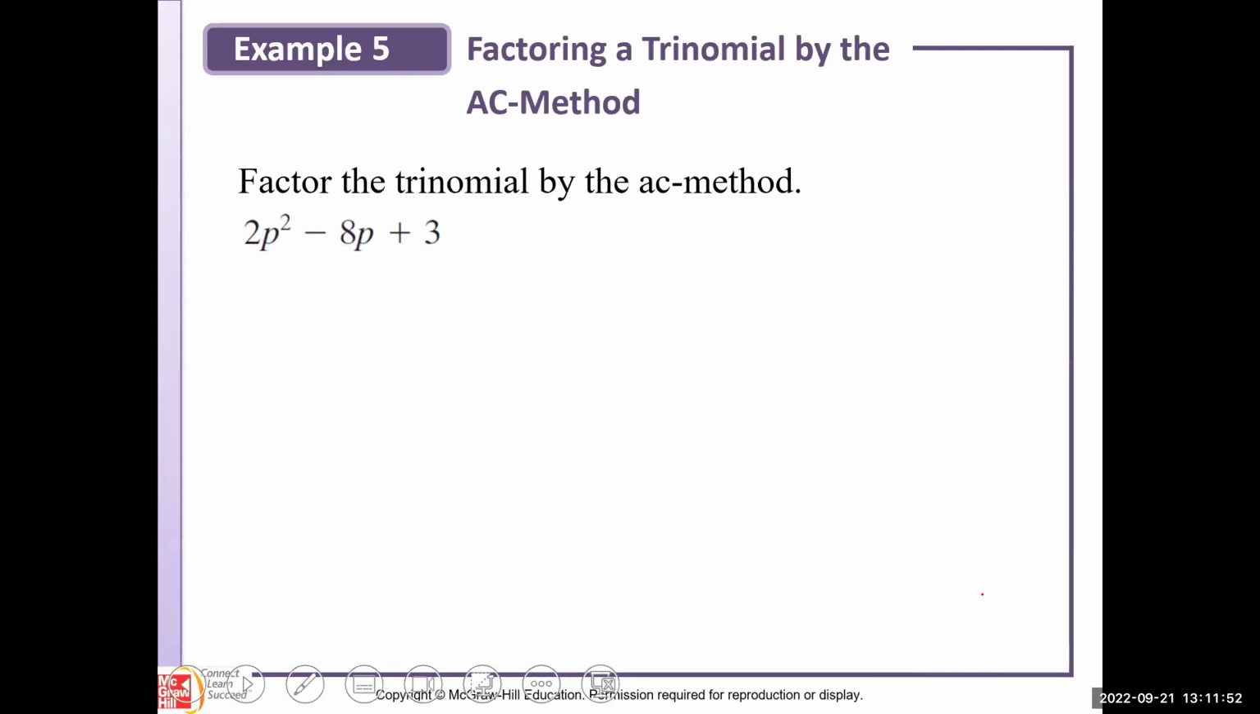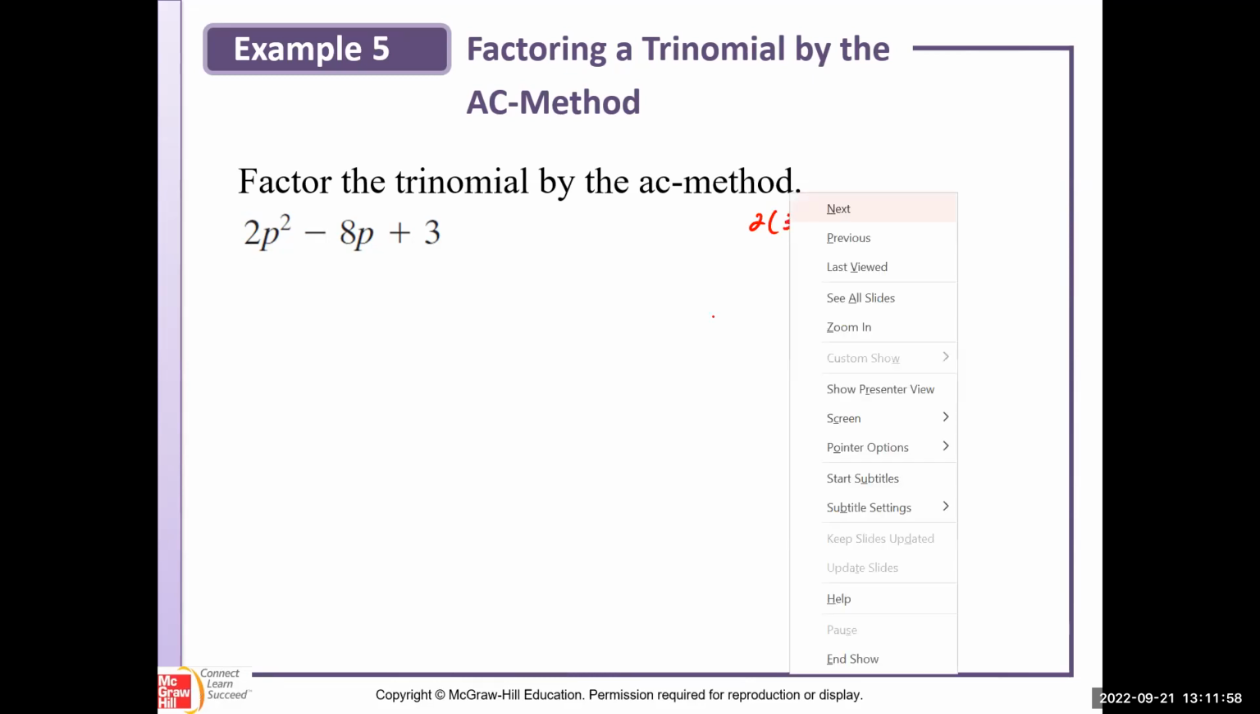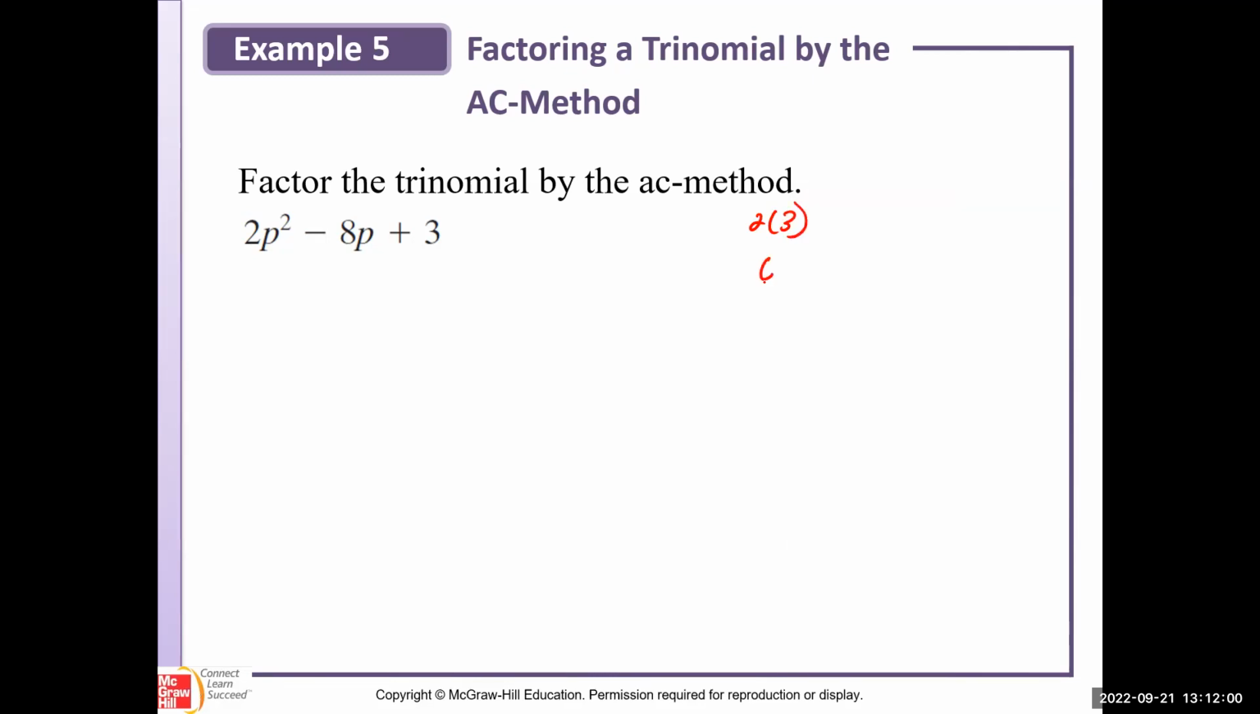All right, AC method. 2p squared minus 8p plus 3, so it's going to be 2 times 3, which is 6, and we're looking for factors of 6 that add up to negative 8. Well, factors of 6 are 1 and 6, and 2 and 3. None of those are going to get me to negative 8, and so this one's prime. Again, like I said before, you might have some prime polynomials if you get this on the midterm, but not the majority of them are going to be prime, so just a heads up on that.